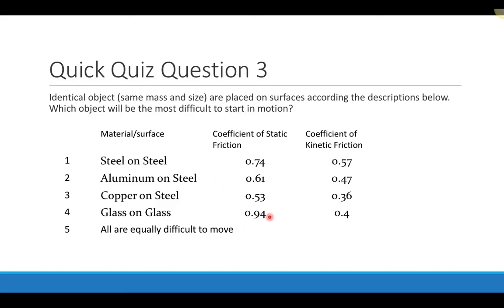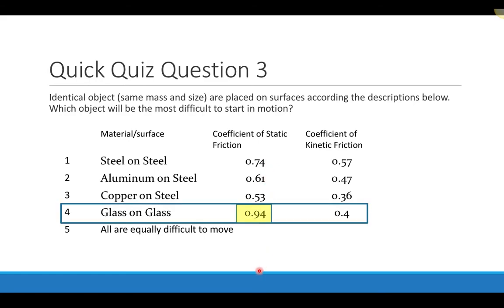So whichever of these objects has the largest coefficient of static friction is going to be the most difficult to start in motion. And when I look at the static frictional force, glass on glass has the largest coefficient. That would be the hardest to start in motion.